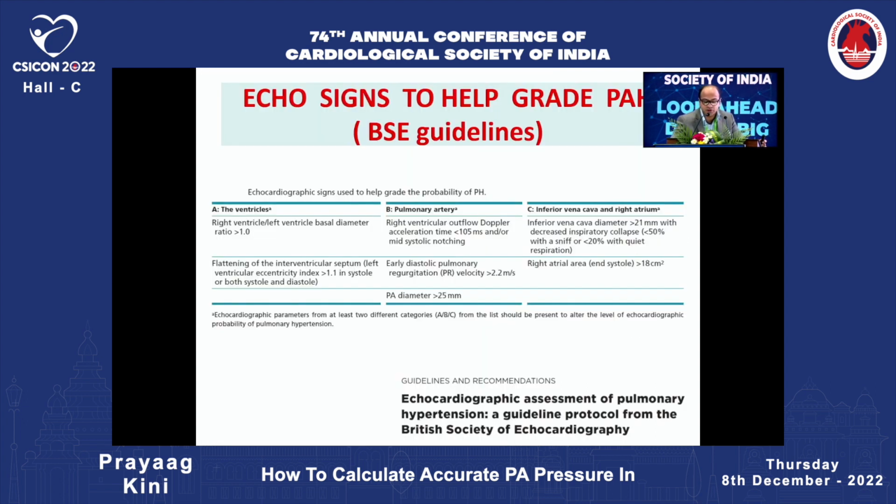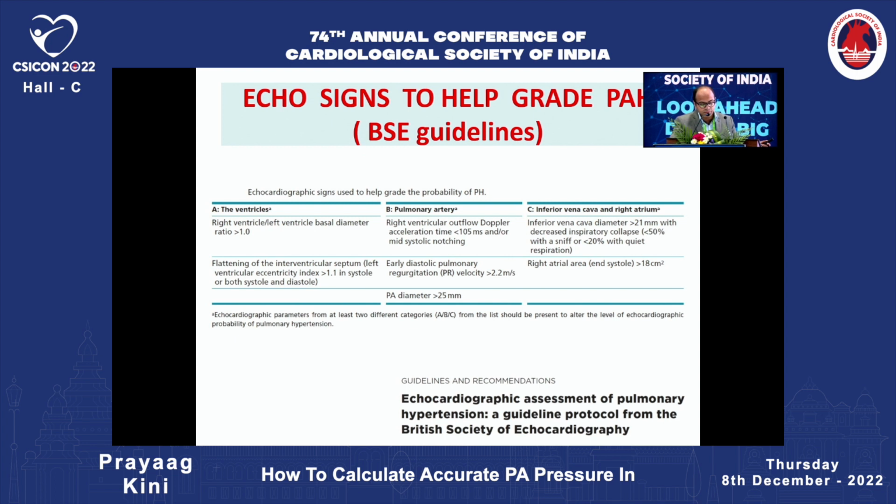Echo signs, which have been told from the British Society of Echocardiography. In terms of the ventricles, they are categorized as the ventricle, the pulmonary artery, and the IVC diameter. If you see an RV to LV basal diameter of more than 1, or if there is a flattening, that is what we call an eccentricity index of more than 1.1 in systole and diastole. It has to be both in systole and diastole. It is sensitive for PAH.